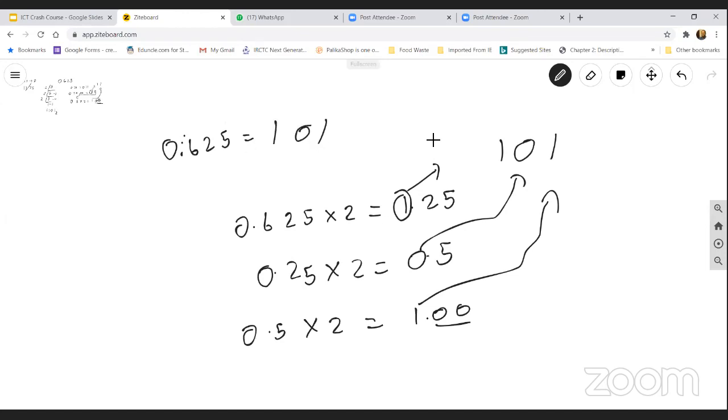Yeah, that's all. This is how we have to calculate binary to decimal, and decimal to octal.